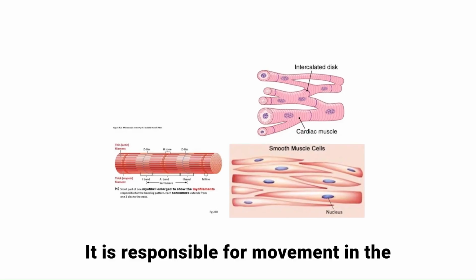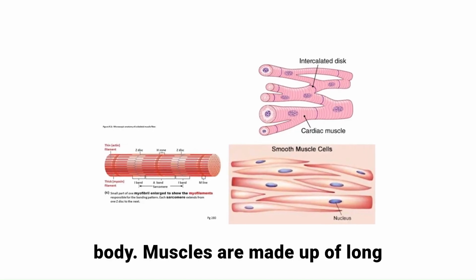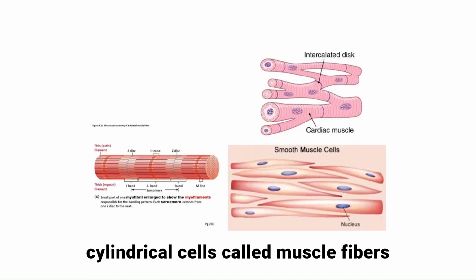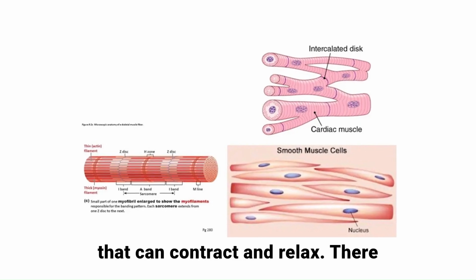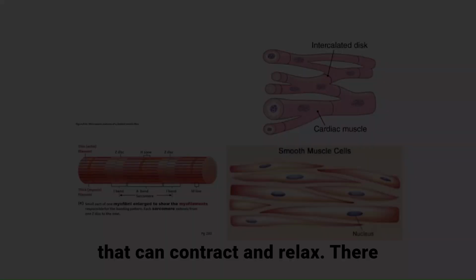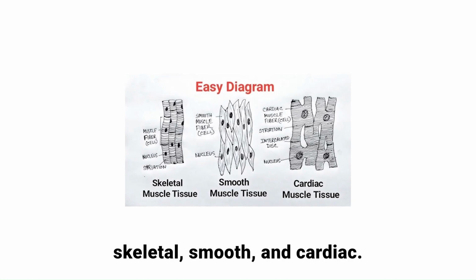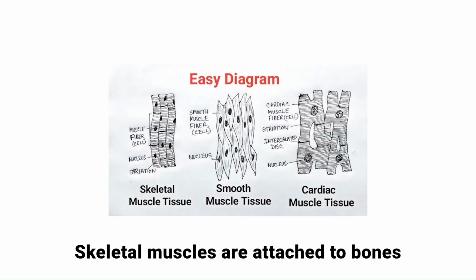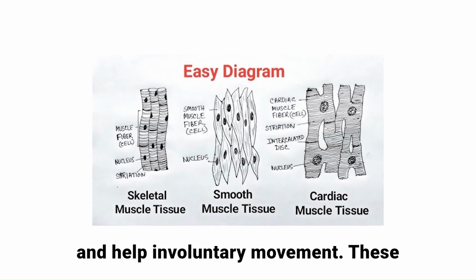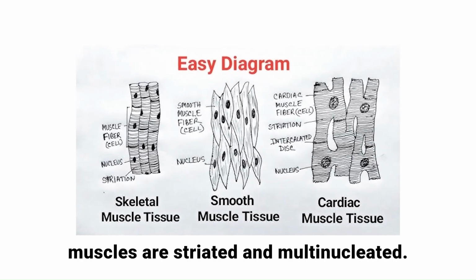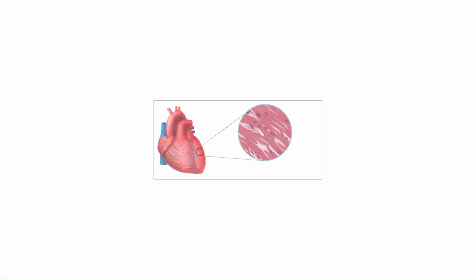It is responsible for movement in the body. Muscles are made up of long, cylindrical cells called muscle fibers that can contract and relax. There are three types of muscular tissues: skeletal, smooth, and cardiac. Skeletal muscles are attached to bones and help in voluntary movement. These muscles are striated and multinucleated.